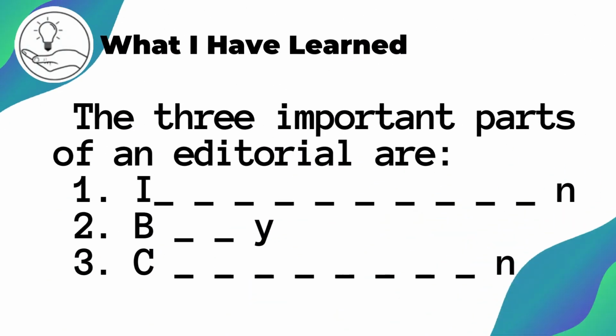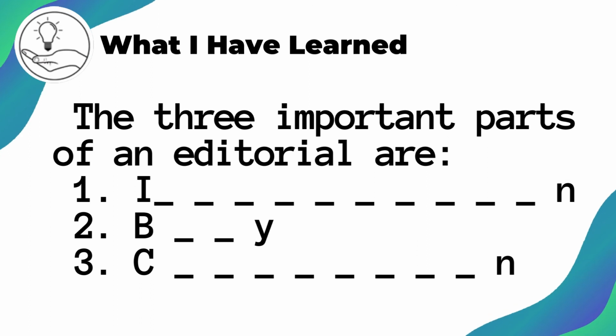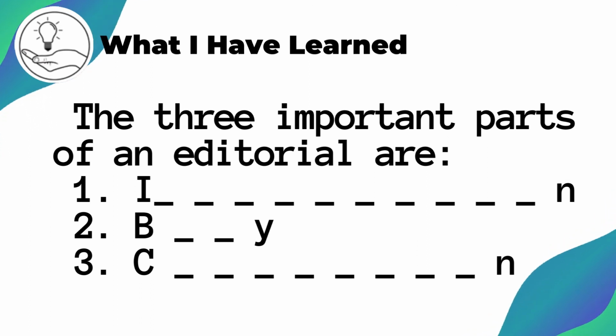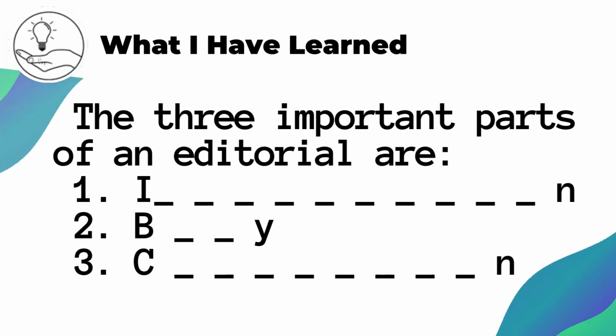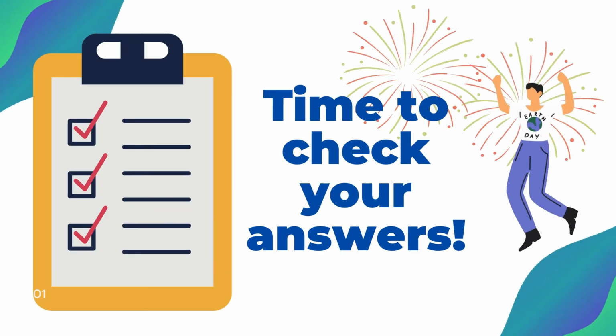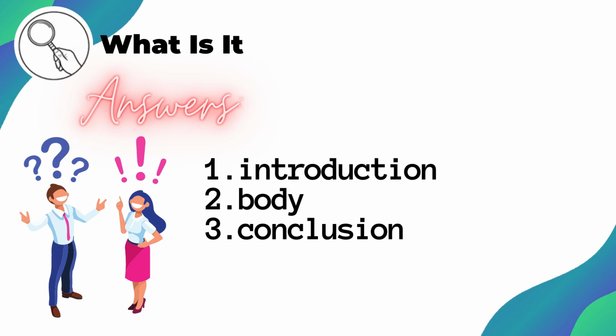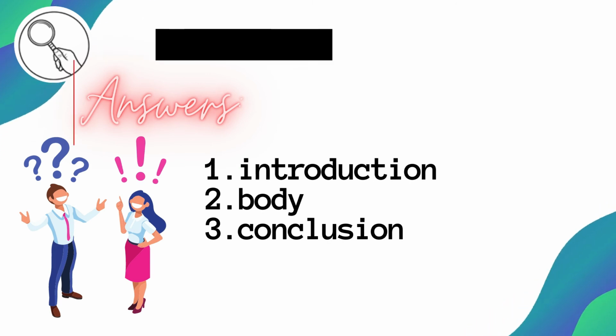Next, the 3 important parts of an editorial are: 1. Starts with letter I and ends with letter N. Number 2 begins with letter B and ends with letter Y. Number 3 begins with letter C and ends in letter N. It's time to check your answers. Number 1 is introduction. Number 2 is body. And number 3 is conclusion.